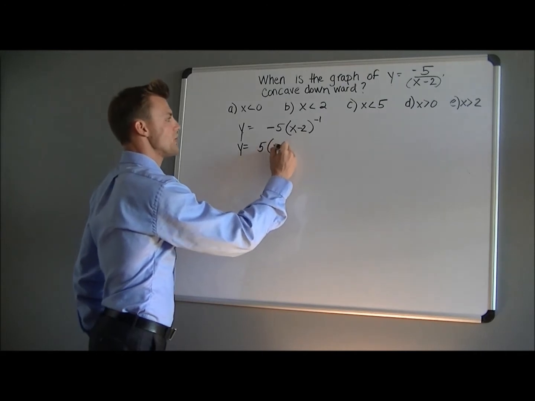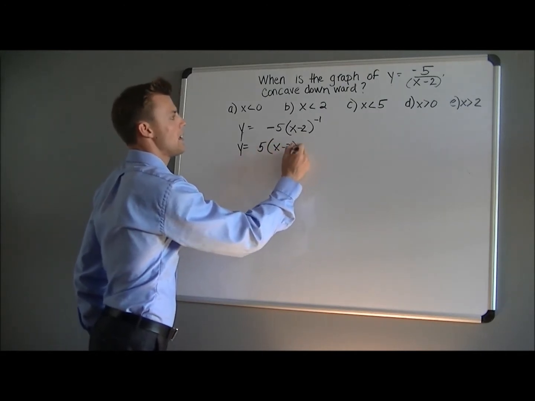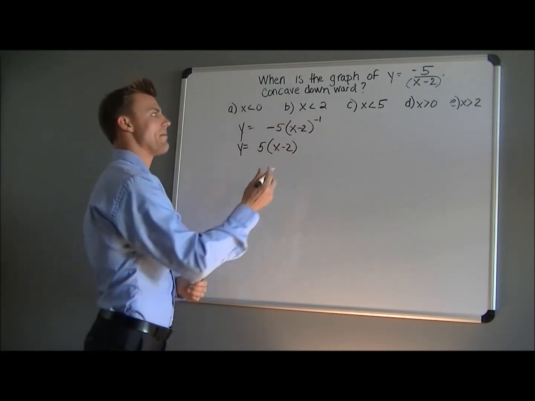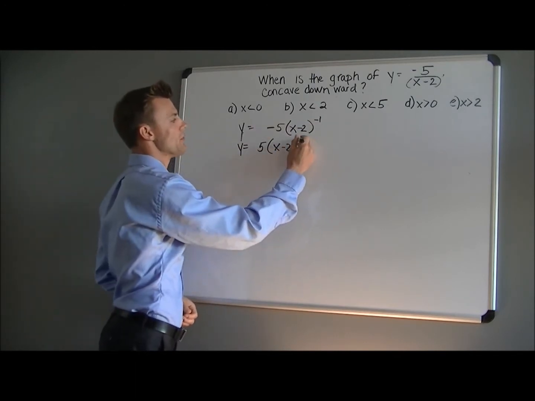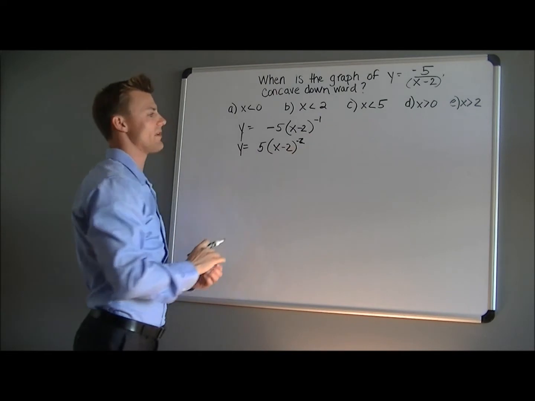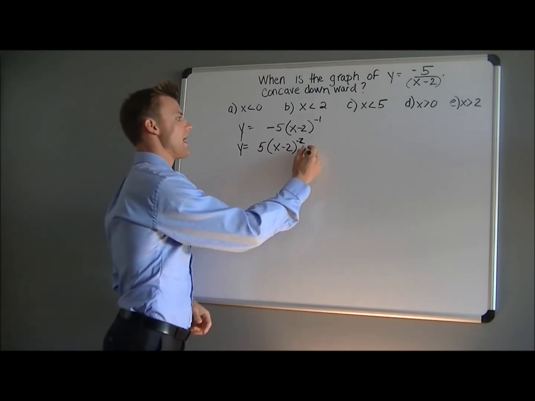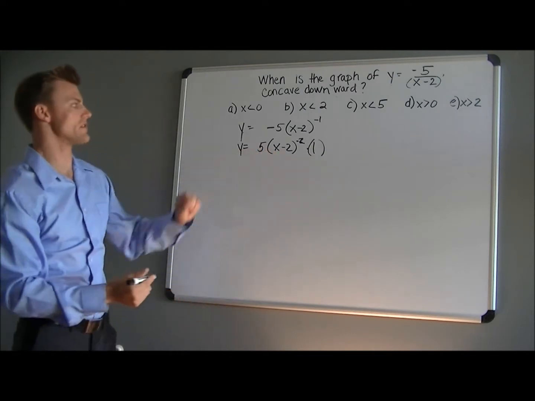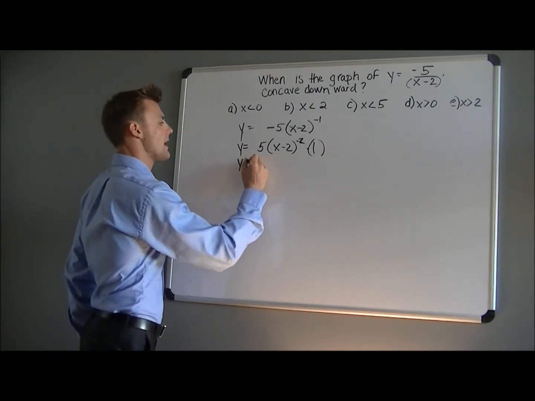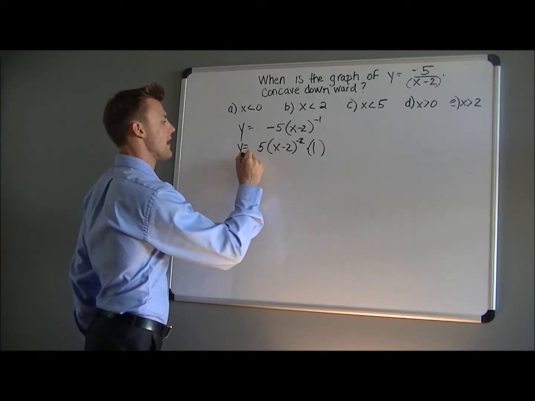Times (x minus 2), we're going to subtract 1 from the power. So negative 1 minus 1 becomes negative 2, times the derivative of the inside, which is 1, since the coefficient of x is 1. I am not going to bother simplifying.